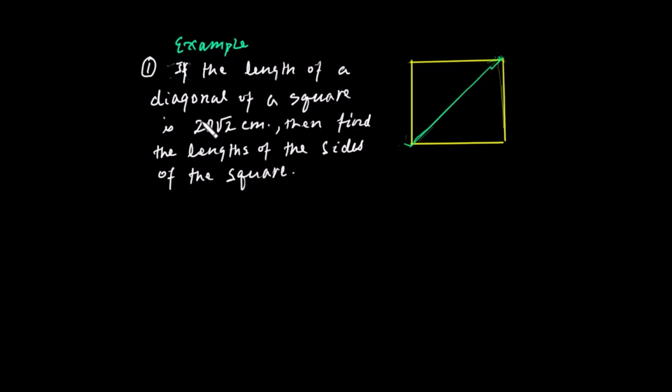Example 1: if the length of the diagonal of a square is 20√2 cm. A diagonal is a segment connecting opposite vertices. Since the sides are equal, we take one diagonal, and this is 20√2 centimeters. This is a square, and for a square all the sides are equal in length. Now, solution: let x be a side of the square.